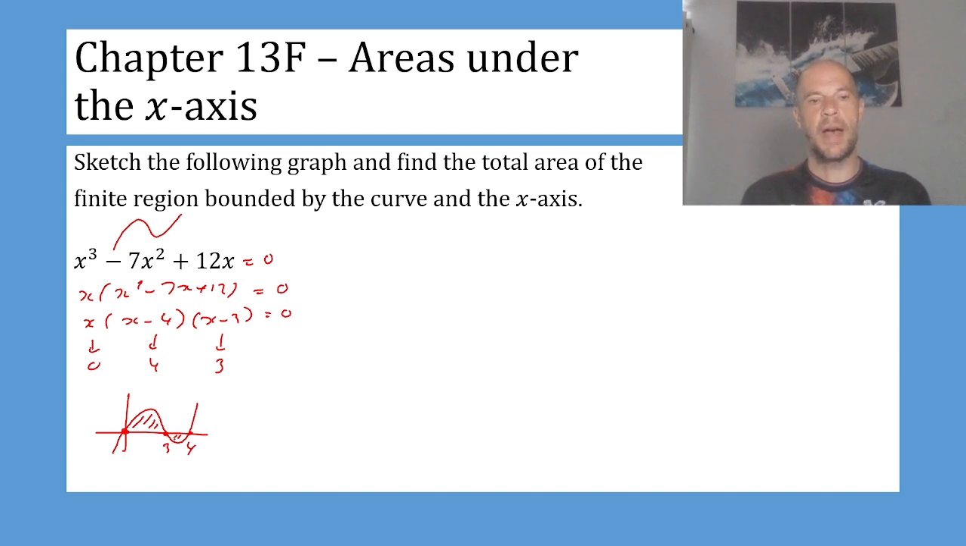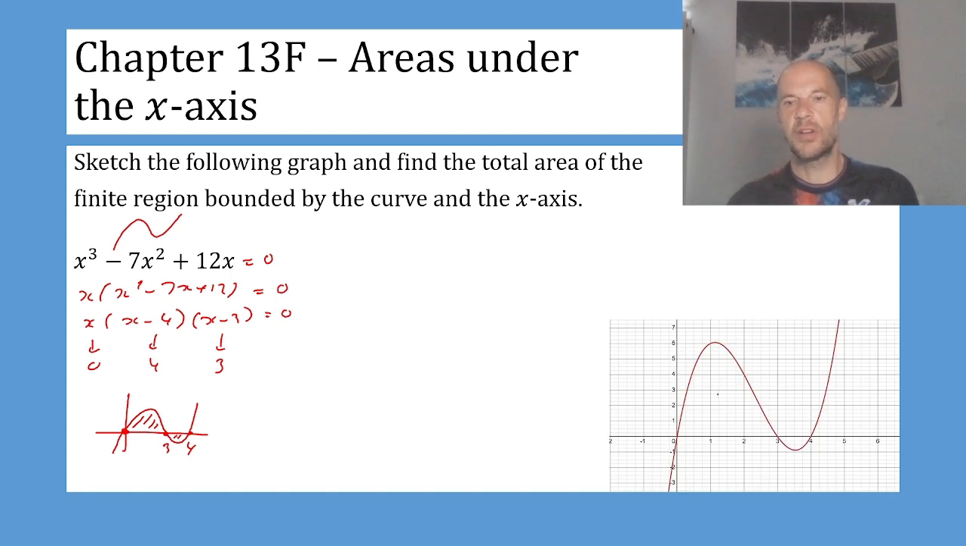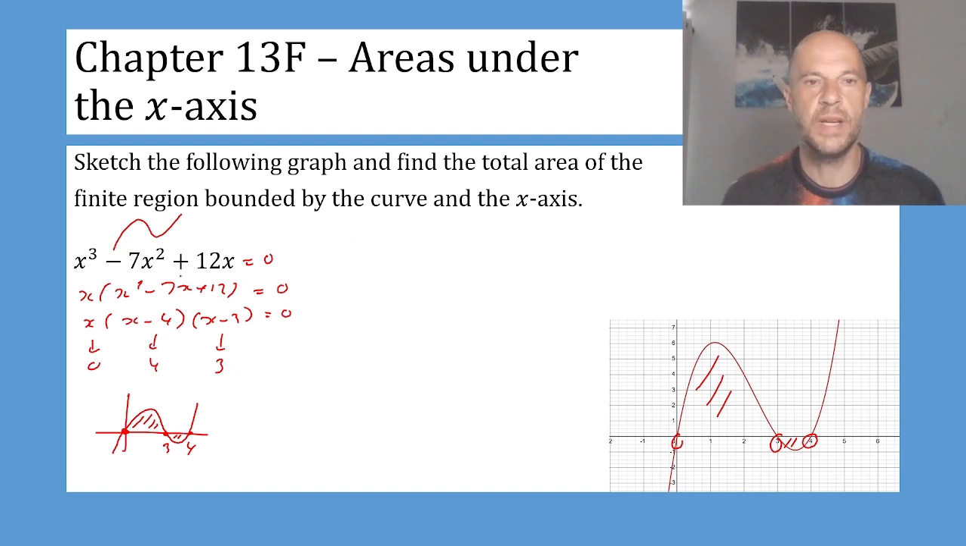Bearing in mind, actually I think I've got a better sketch from Desmos here. So I'm going to work out this area first, and that will be between 3 and 0. And then I'm going to work out the area under the x-axis between 4 and 3. And remember, this area will be negative, so I just need to turn that into a positive. So first of all we need to do is integrate x cubed minus 7x squared plus 12x with respect to x. And we're going to do that between 3 and 0.